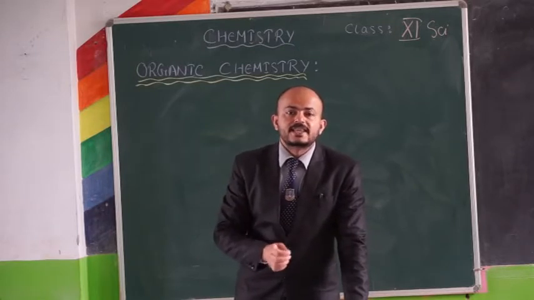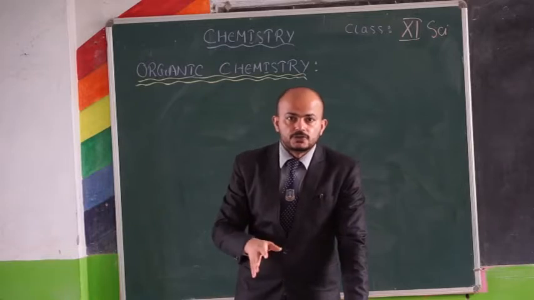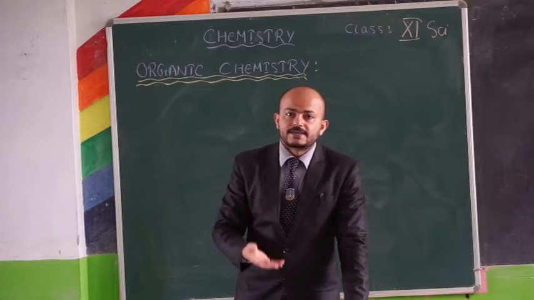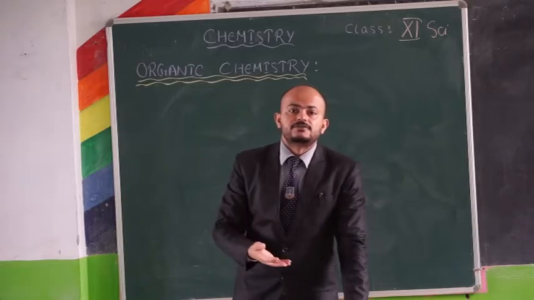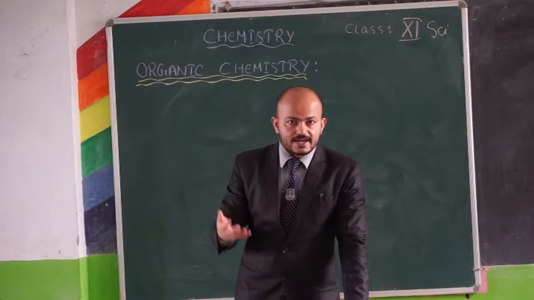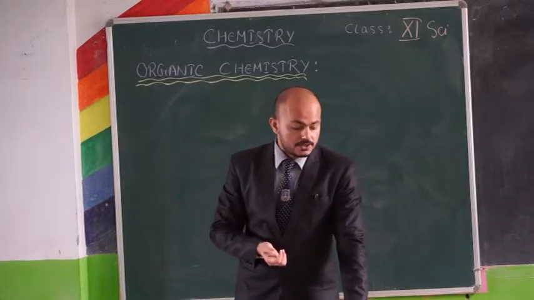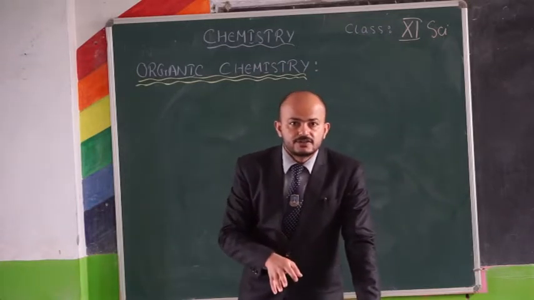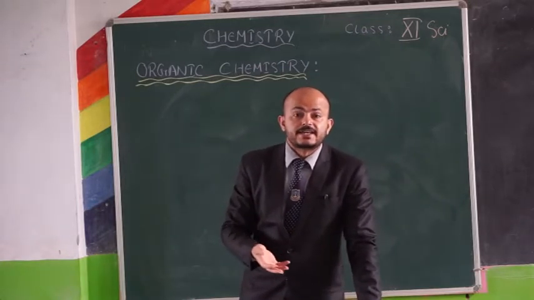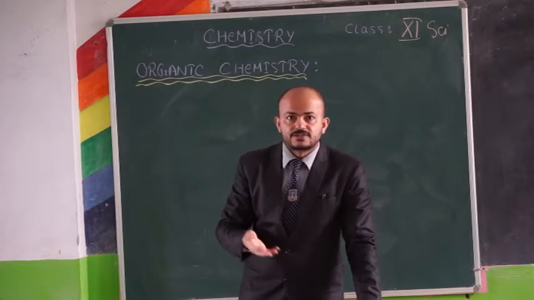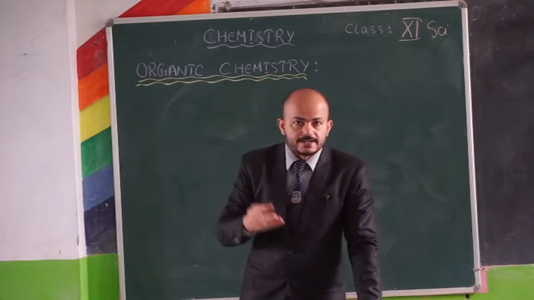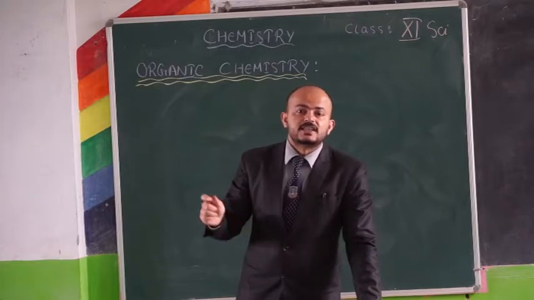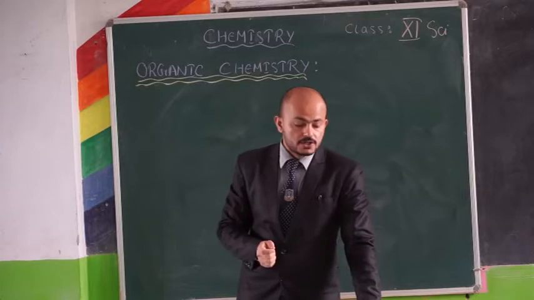There are certain rules that you have to remember. So you already know what organic chemistry is. Organic chemistry is the study of carbon and its compounds. You know about catenation, and you also know that carbon has tetravalency. That means it forms 4 covalent bonds, because of which it forms such a large number of compounds.